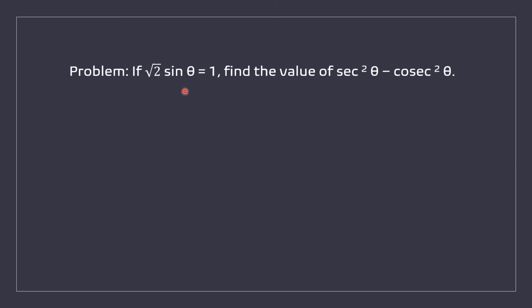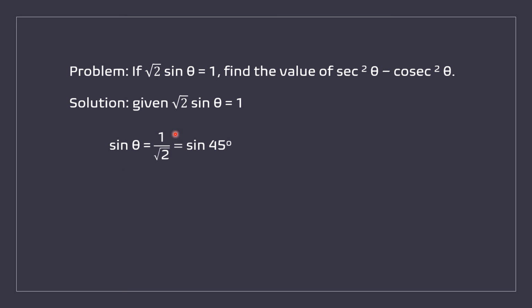If root 2 sin theta is equal to 1, find the value of secant square theta minus cosecant square theta. In general, this problem can be solved in 2 ways: one is by using a triangle, or by using values of T ratios. Here I will use values of T ratios only, because root 2 sin theta is equal to 1 is given. From this, sin theta is equal to 1 by root 2.